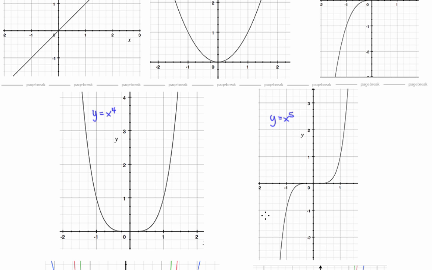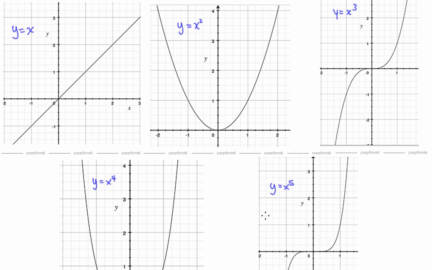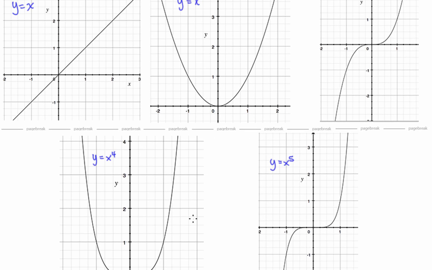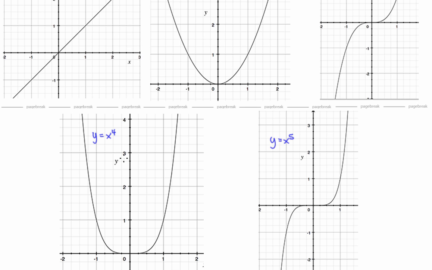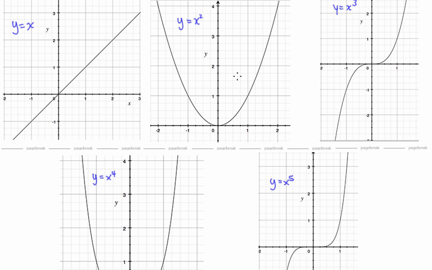Now notice the difference between y equals x squared and y equals x to the fourth. The x to the fourth graph sits closer to the x-axis for x values near 0, and it goes up at a steeper rate as compared to x squared. Same thing is happening with x to the fifth versus x to the third. The x to the fifth graph sits in closer to the x-axis. It has y values closer to 0 for x values near 0, and then also increases at a steeper rate.